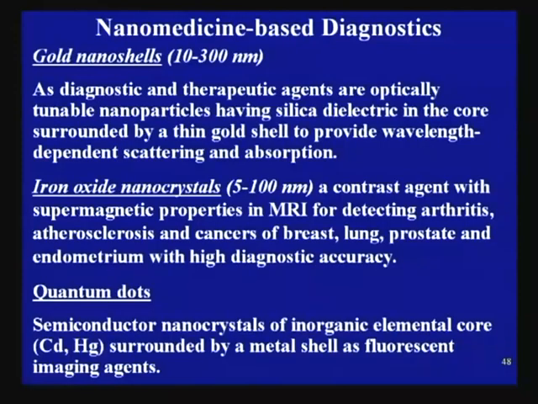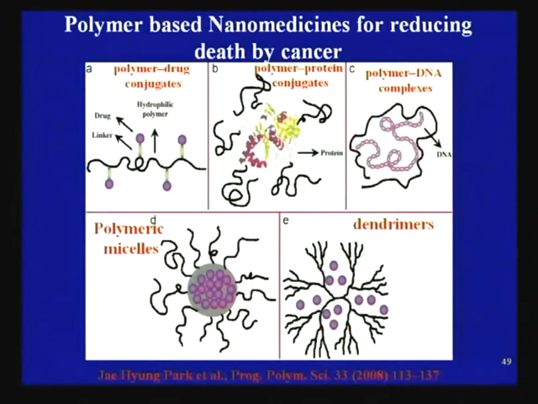Quantum dots are semiconductor nanocrystals with an inorganic elemental core having cadmium and mercury surrounded by a metal shell, used as fluorescent imaging agents. Okay. This is very interesting. Polymer based nanomedicine for reducing death by cancer. Have a look into this.